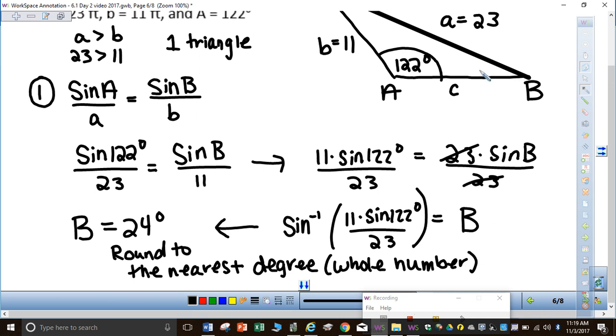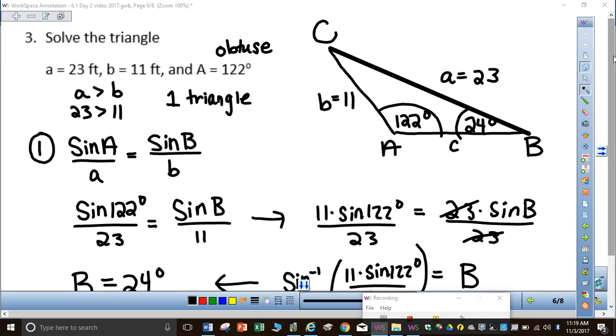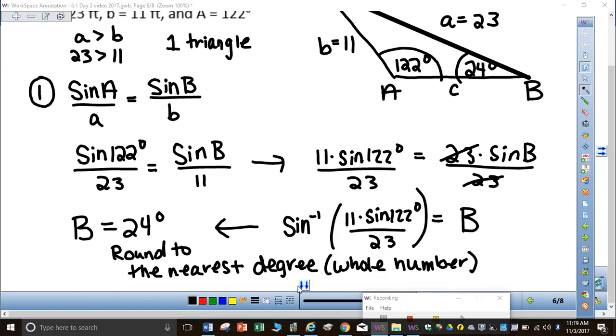Okay, so as soon as we find something out, we're going to go to our picture and fill it in. So now we know that angle B is 24. Now what do you think we're going to do for the next step? We know 2 angles. What could that help us get? If you're thinking about the third angle, you're exactly right. So that's going to be our next step, to find the measure of the third angle.